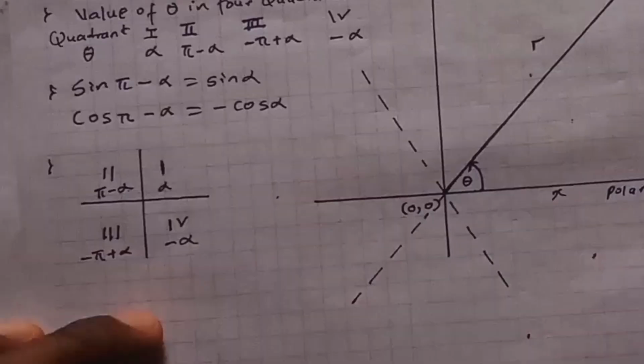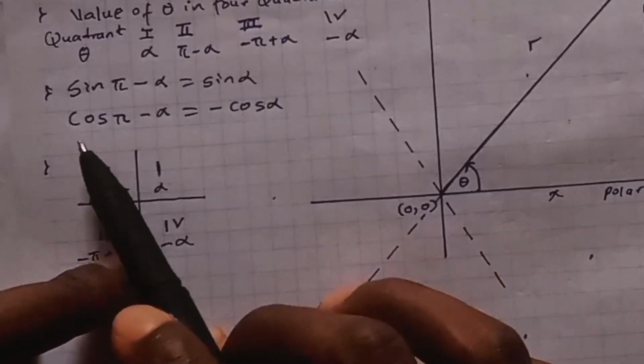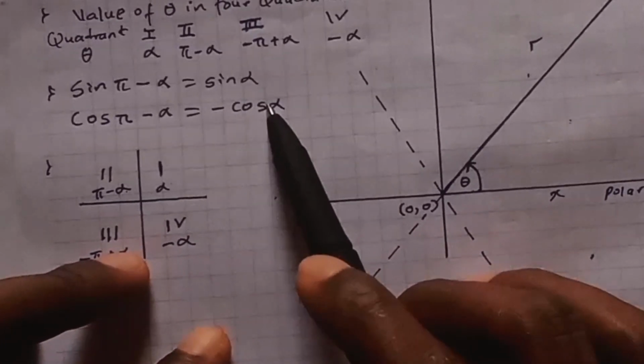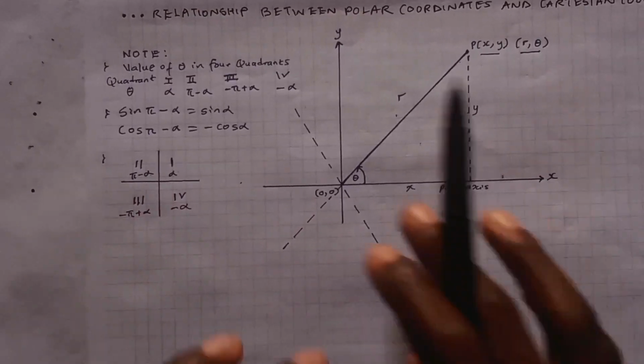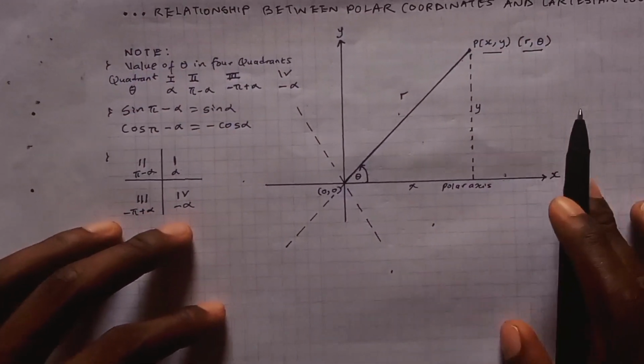Another thing you should know is that sine of pi minus alpha is equal to sine alpha, and cos of pi minus alpha is equal to minus cos alpha. Now let's see what we can do from here. Looking at this diagram, we can derive certain things from it.